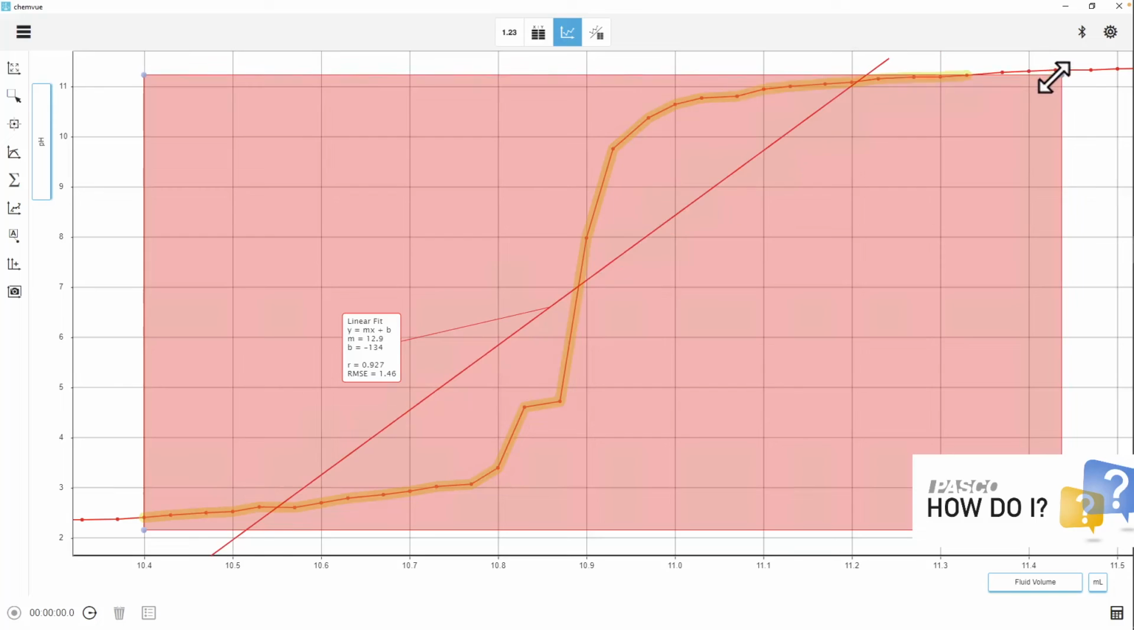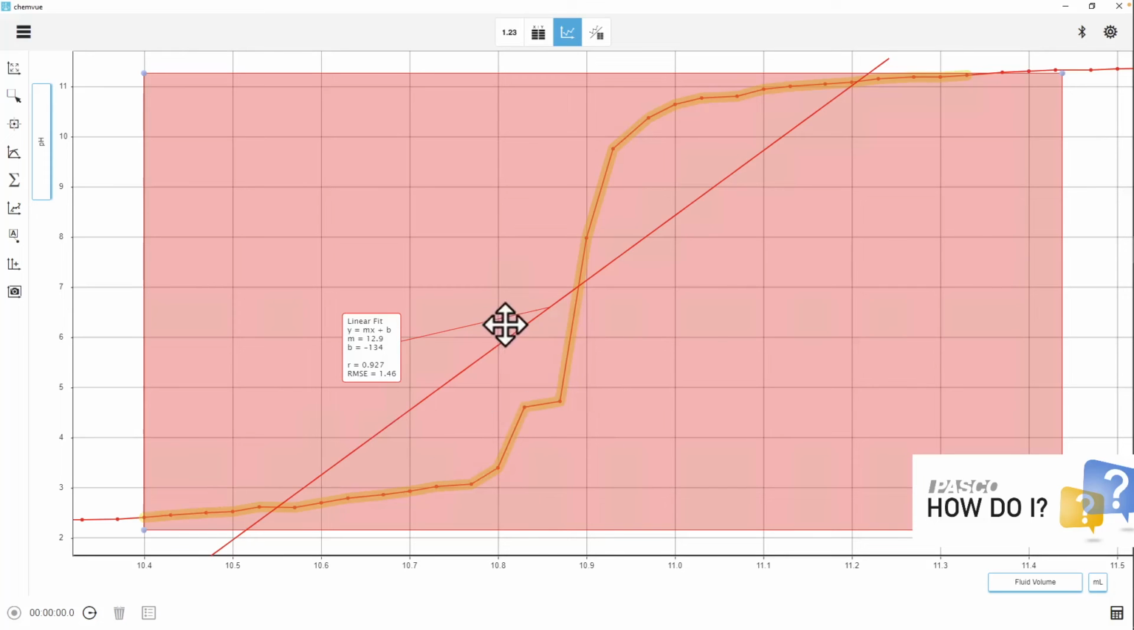But I'm pretty happy with my selection, so I'm going to now determine the pH and volume at the equivalence point. And again, that's where the fit line intersects the graphed data. That's right there in the center. That happens to be at pH 7, and a volume around 10.89.